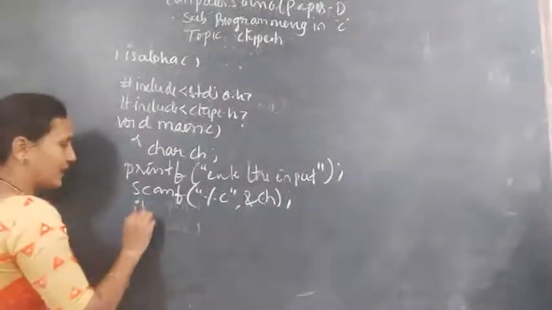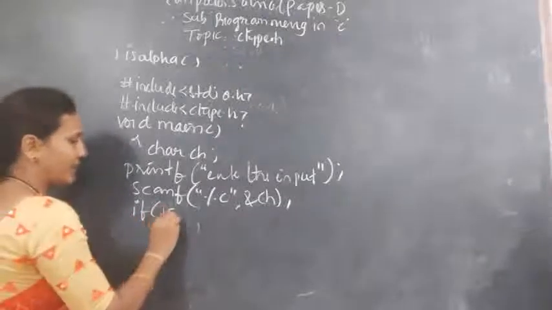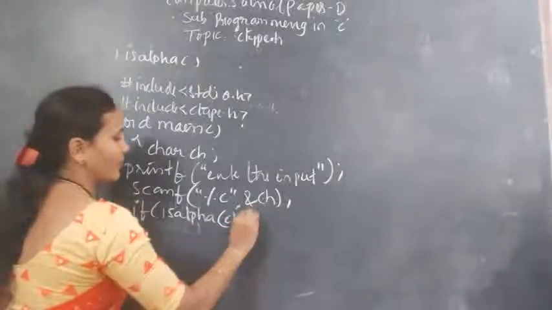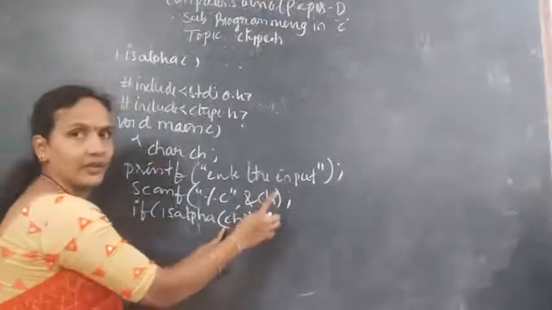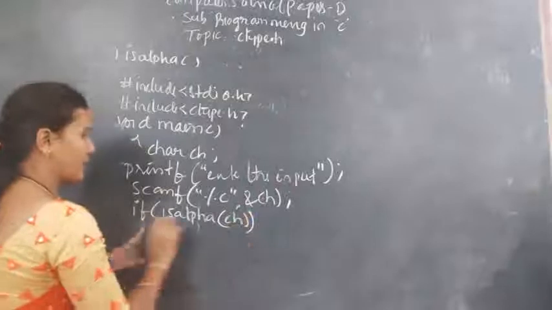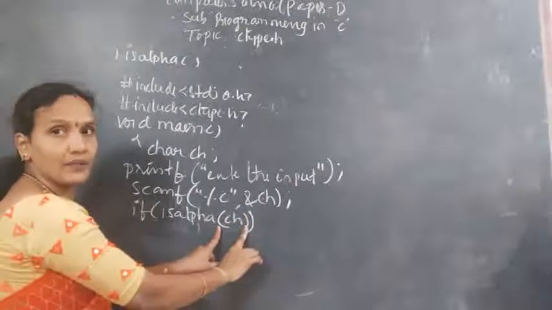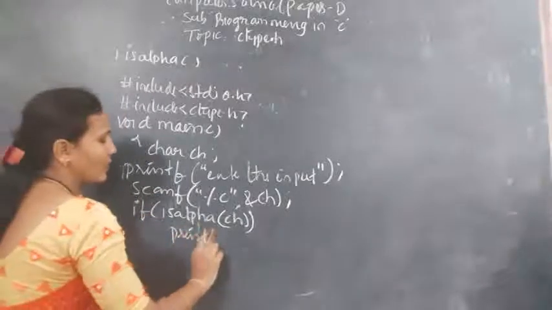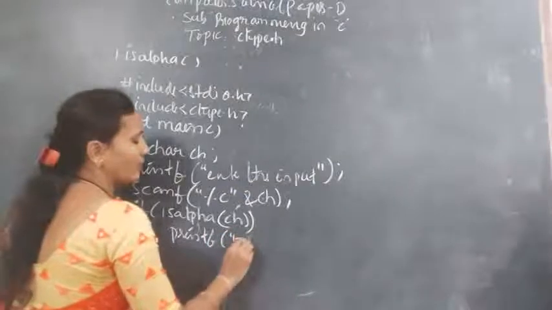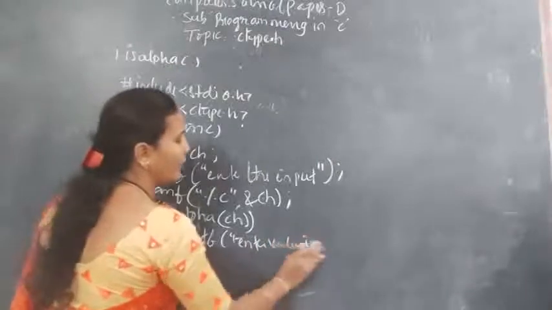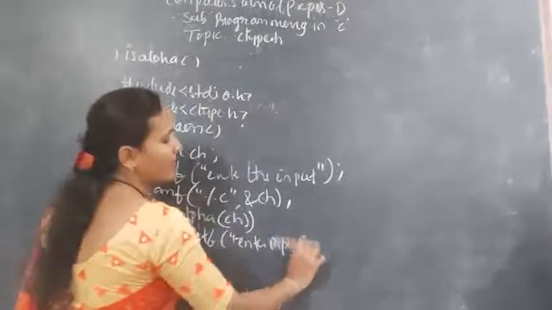Okay, now we have to check whether it is a character or not. If isalpha of ch. Whatever character you have given is stored in ch, and that is tested. This is the main bracket, and this one is for the argument. Okay, now if it is alpha, then printf entered value, as you wish. Entered input is character, right? Entered input is character.